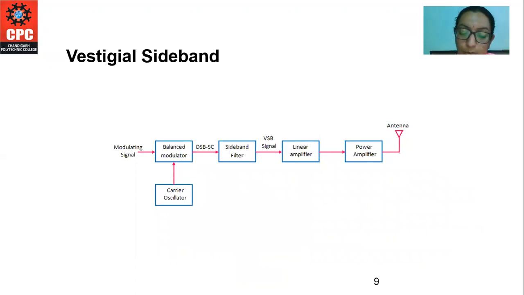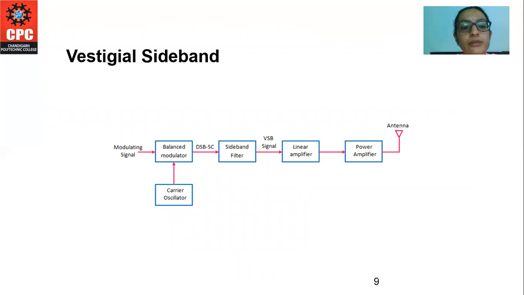Some transmitted vestige of the undesired sideband compensates for the portion removed from the desired sideband. Now we are going to transmit a signal that occupies a bandwidth of 4.5 megahertz, and in a VSB signal, before transmission, it passes through a filter. So let's start with the diagram.